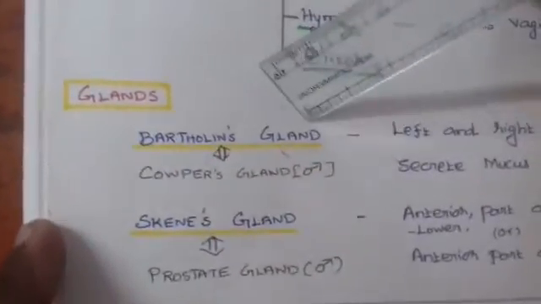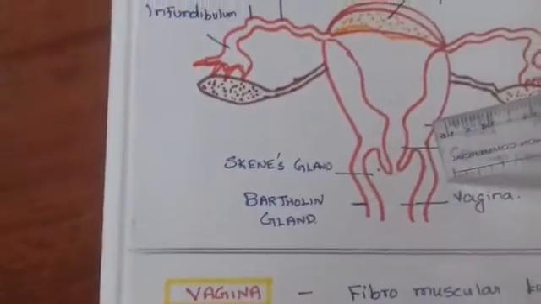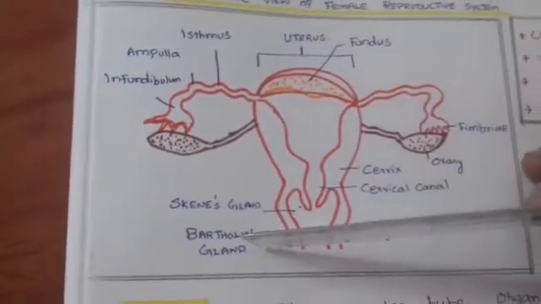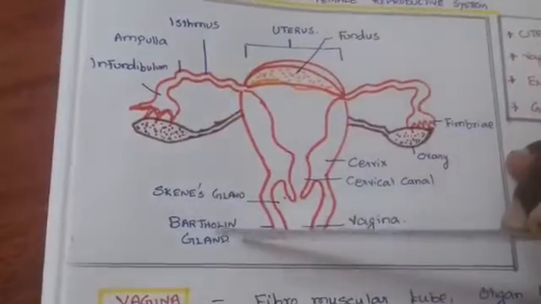Then glands. There are 2 glands. One is the Bartholin gland, another one is the Skene gland. The Bartholin gland is present on either side of the vagina. It secretes mucus for lubrication. In males, the Bartholin gland is equivalent to the Cowper's gland.